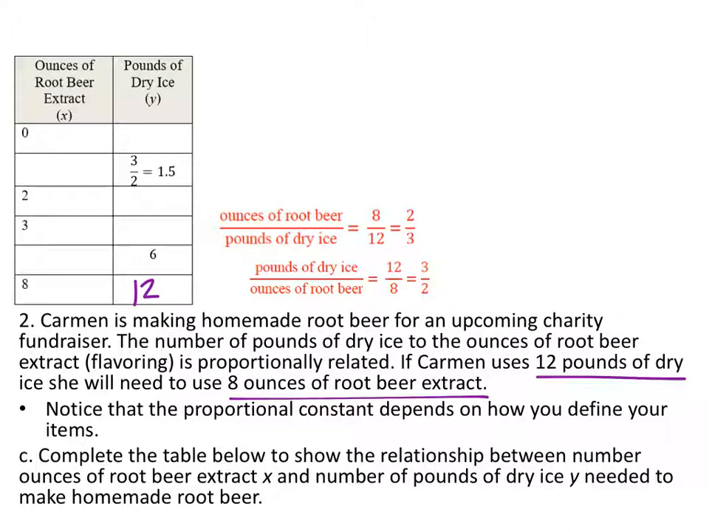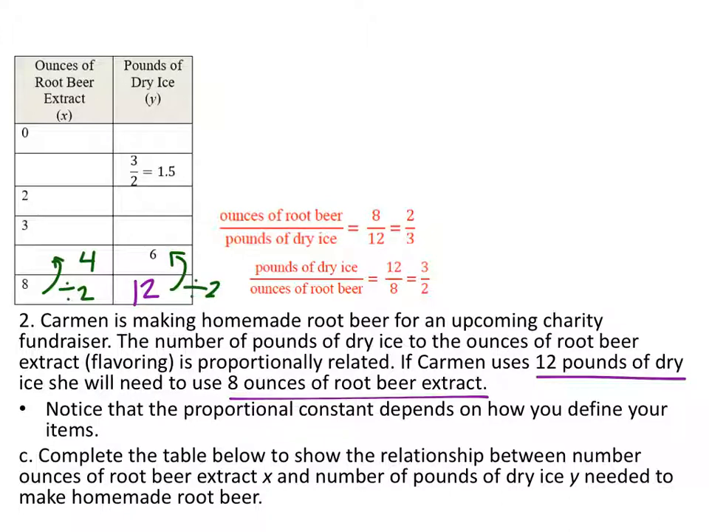Now, if these are all proportionally related, which they are, and they told us these were constants of proportionality. So I can see the 6 and 12 on the right side of the table there, 4 pounds of dry ice. And I know to get from 12 to 6, I would be dividing 12 by 2. So I'm going to do the same thing to 8. I would divide it by 2. And then I would get 4 ounces of root beer extract for 6 pounds of dry ice.